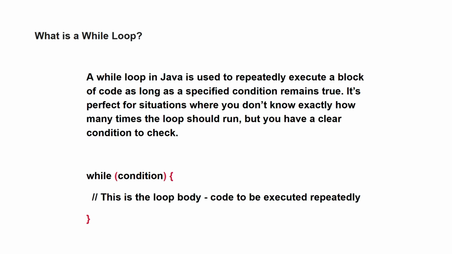What is a while loop? A while loop in Java is used to repeatedly execute a block of code as long as a specified condition remains true. It's perfect for situations where you don't know exactly how many times the loop should run, but you have a clear condition to check.